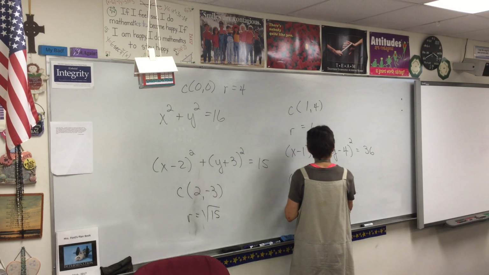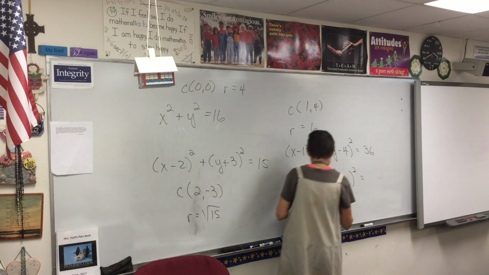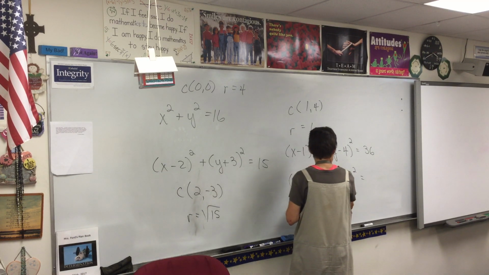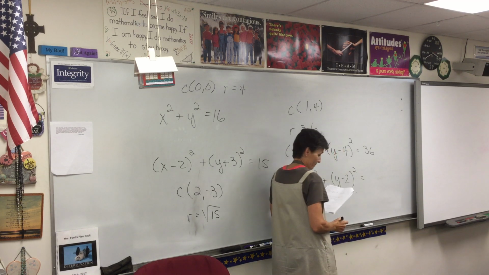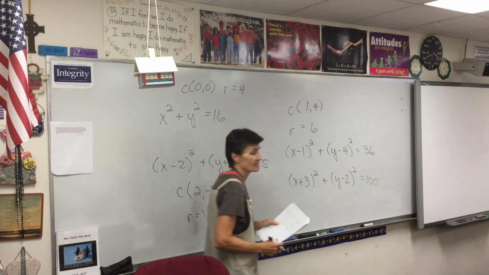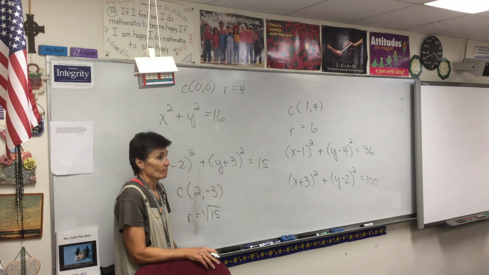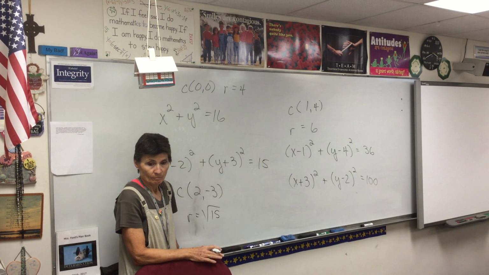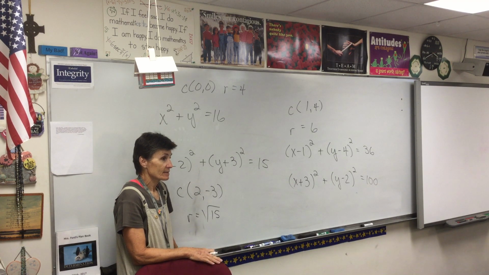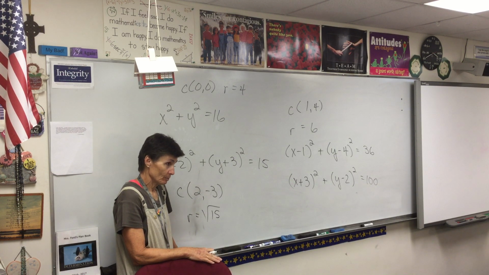How about the last one? X plus 3 squared, perfect. Plus y minus 2 squared, perfect. Equals 100. Magnificent. Everybody good? Because now I'm going to whammy you.